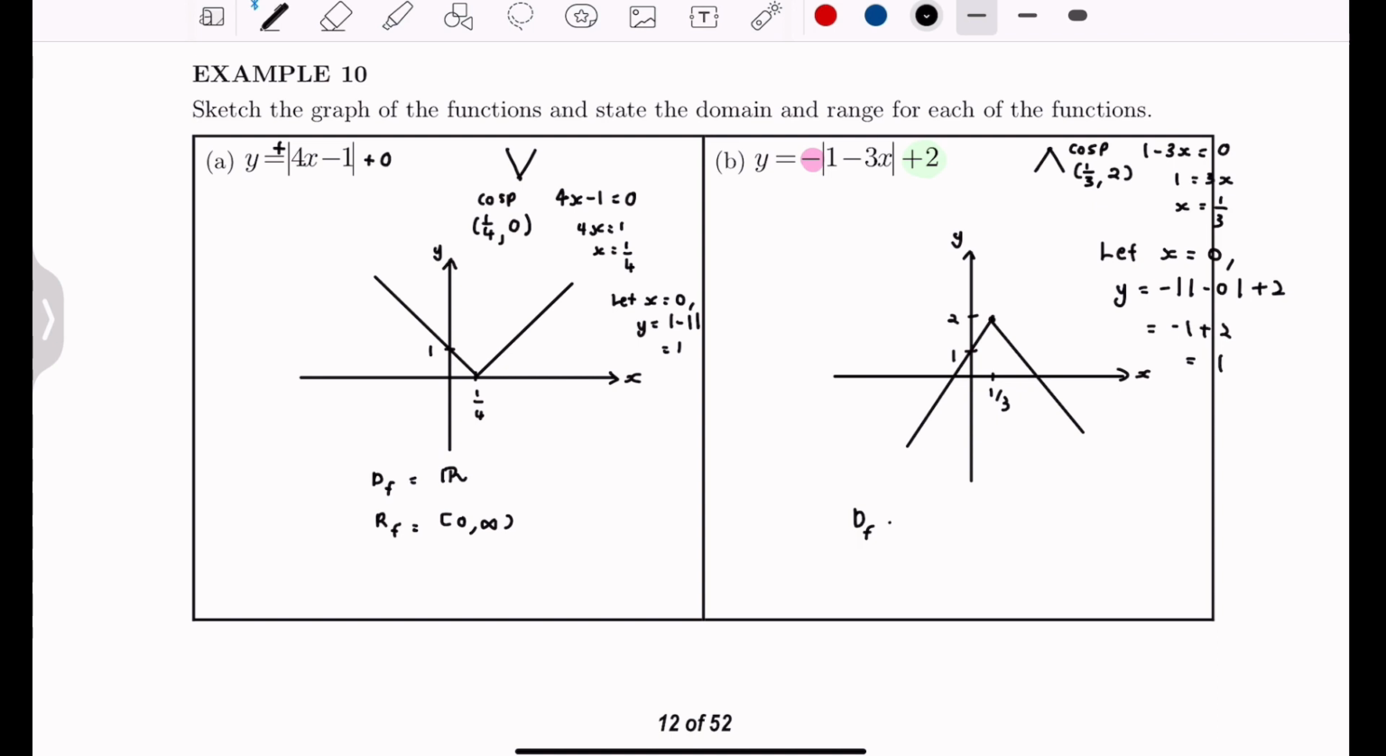For the domain, we can see that we have a graph for all values of x, so the domain will be all real numbers. And for the range, the lowest the graph can go is negative infinity, and the highest the graph can go is 2. So the range will be negative infinity up to 2, with a square bracket at 2.